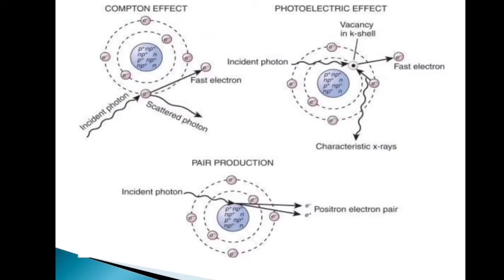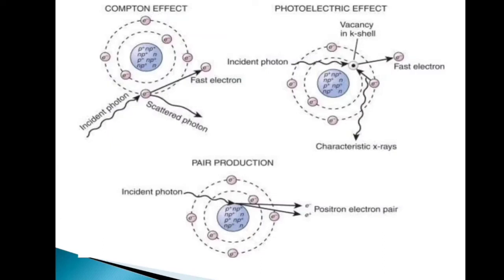The next one is the photoelectric effect. It is the phenomenon in which electrically charged particles are released from or within a material when it absorbs electromagnetic radiation, which means the incident photon hits the electron, and the photoelectron is produced, and also the characteristic X-rays come out, and there is a vacancy in the K shell.